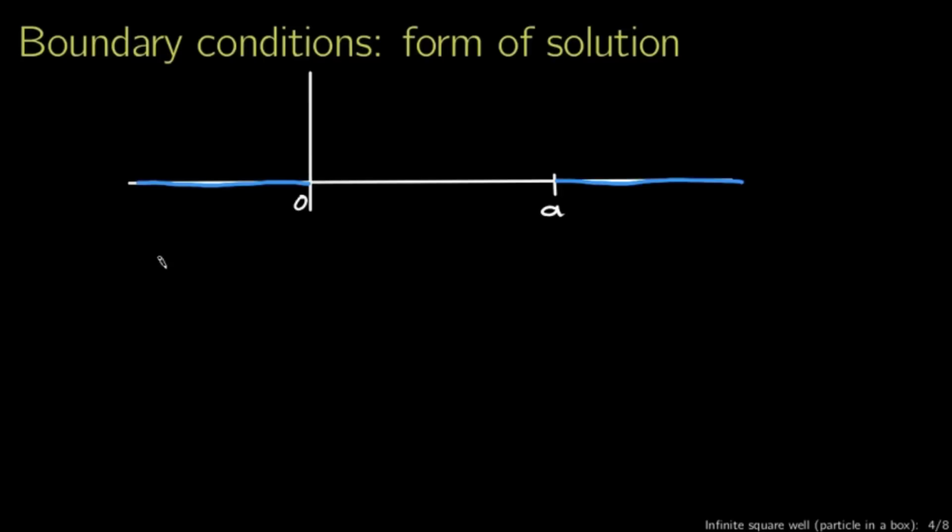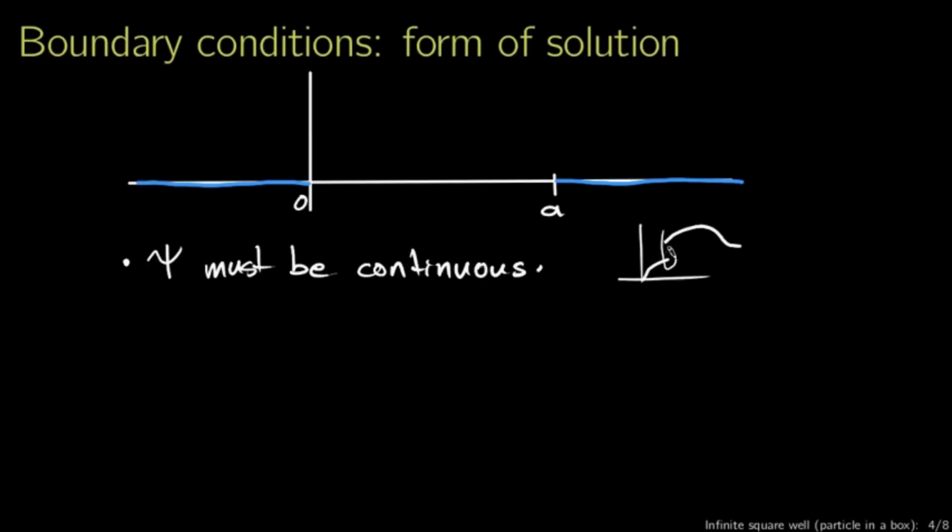We know a couple of things about the general form of the wave function. In particular, just from consideration of things like the Hamiltonian operator or the momentum operator, we know that the wave function itself, psi, must be continuous. We can't have wave functions that look like this.